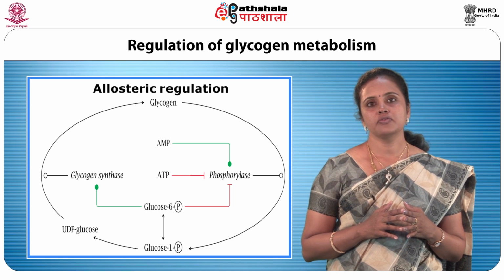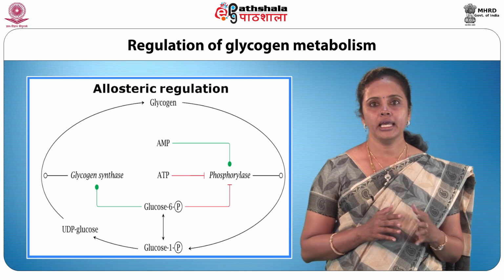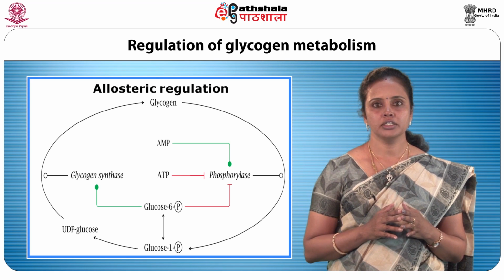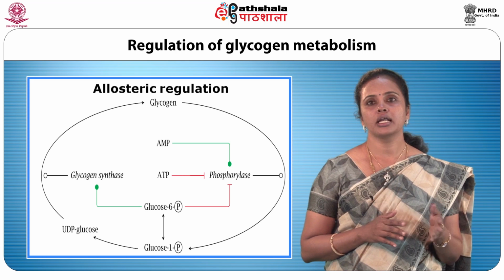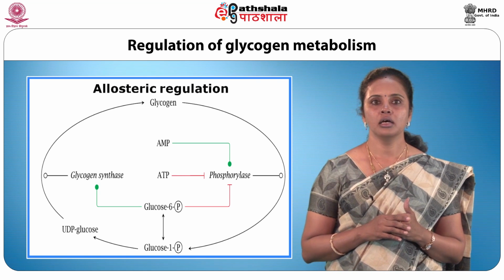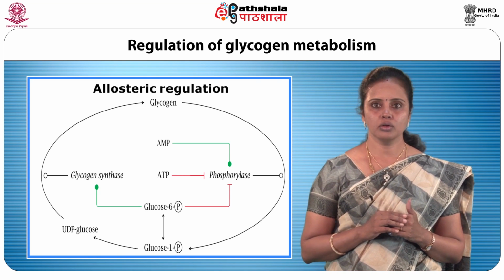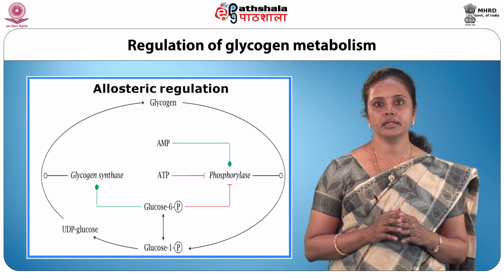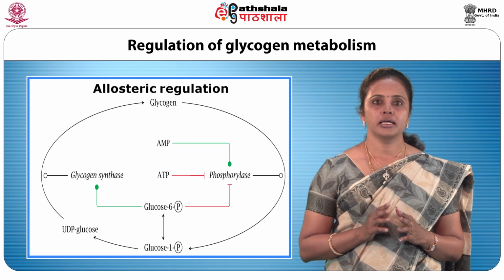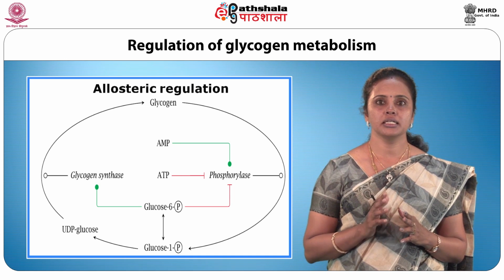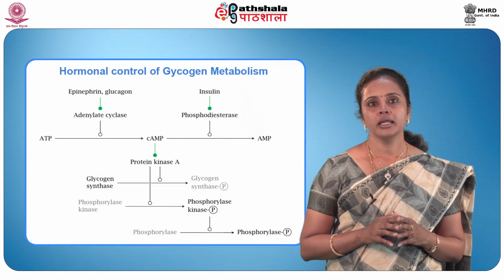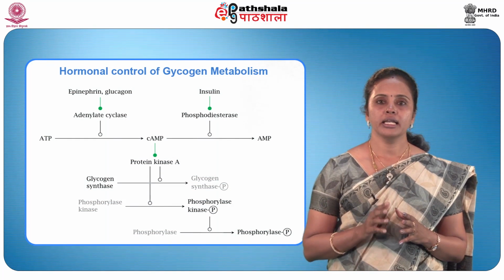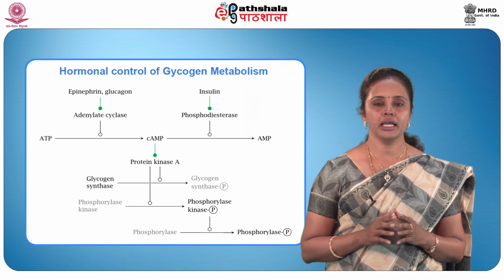The glucose 6-phosphate, ATP and AMP allosterically regulate the activity of the two enzymes glycogen phosphorylase and glycogen synthase. On the other hand, glucose 6-phosphate will be plentiful when glucose itself is abundant and therefore signals an opportunity for replenishing the glycogen stores. Next, how hormonal control of glycogen metabolism regulates the glycogen synthesis and breakdown.